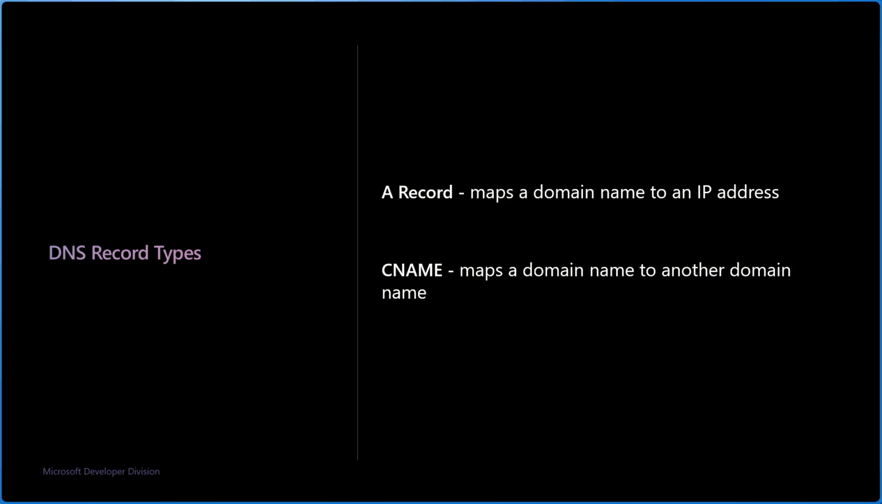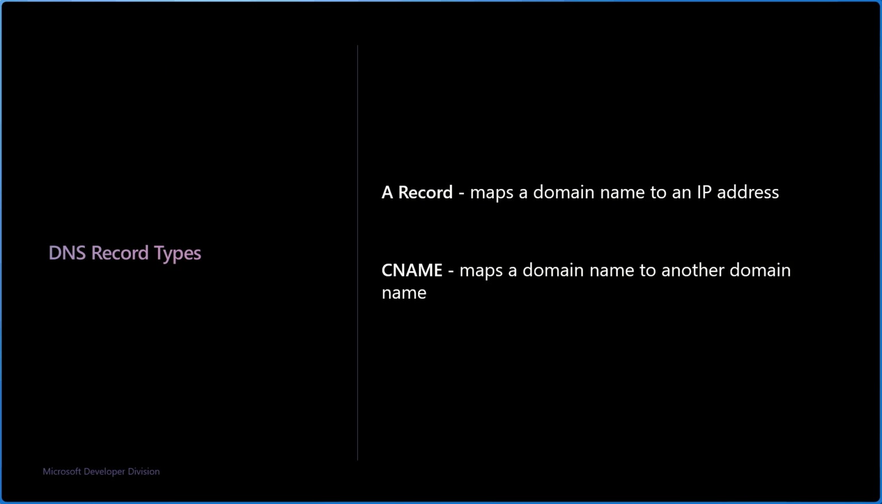The first one being an A record. An A record is a DNS record that maps a domain name to an IP address. For example, if you want to point yourdomain.com to the IP address 123.456.789, you would create an A record for yourdomain.com.